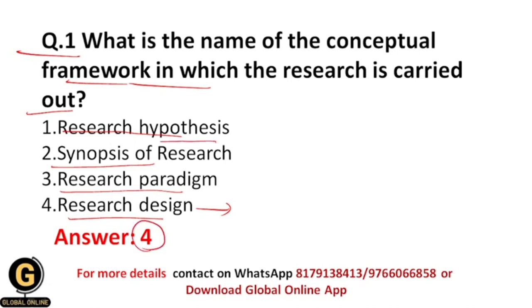Now the research hypothesis means the prediction of the solution of your research. Synopsis of research means the summary of your whole research in minimum words, so you can call it an abstract as well. Then research paradigm means research approach, and research approach is nothing but the research method itself.